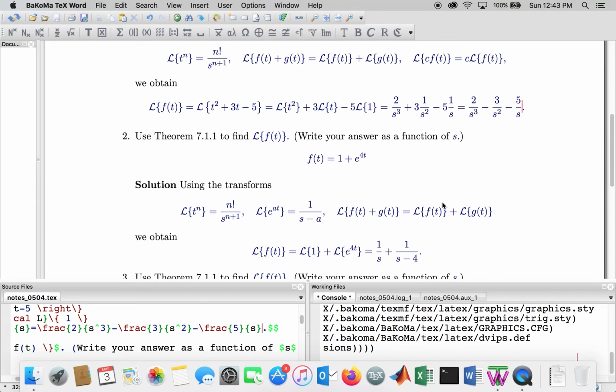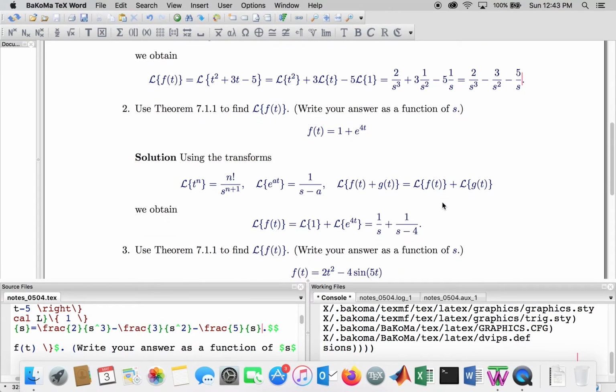Next, problem 2, same type of problem, only now we have an exponential. Again, we'll take the Laplace transform of 1 and then add it to the transform of e to the 4t. How do you transform an exponential? It's this rule right here: the transform of e to the at is 1 over s minus a. So we're just going to have 1 over s minus 4 for the second term, and then 1 over s for the transform of 1, much like in the last problem. You can just add those together. No need to simplify, no need to put over a common denominator in these kinds of problems. Just transform each term, combine them, get your points, and move on.